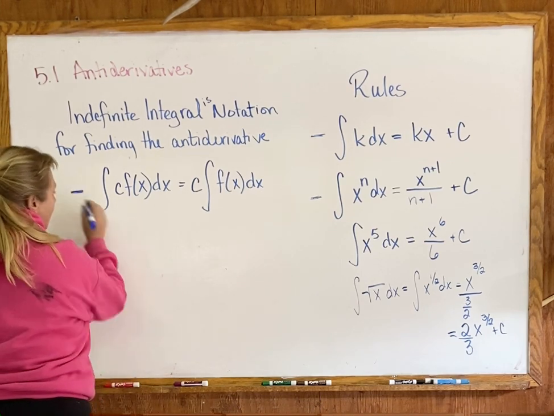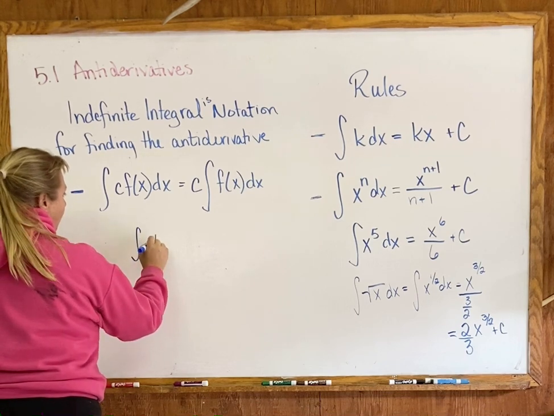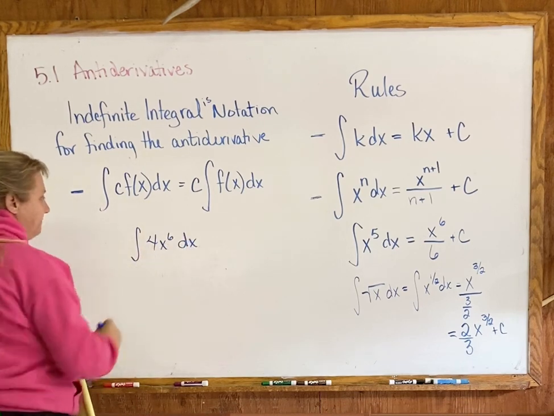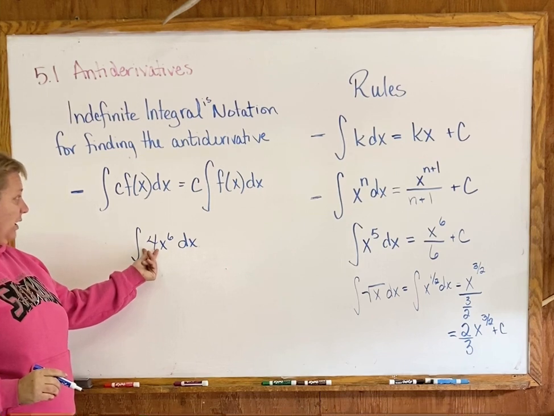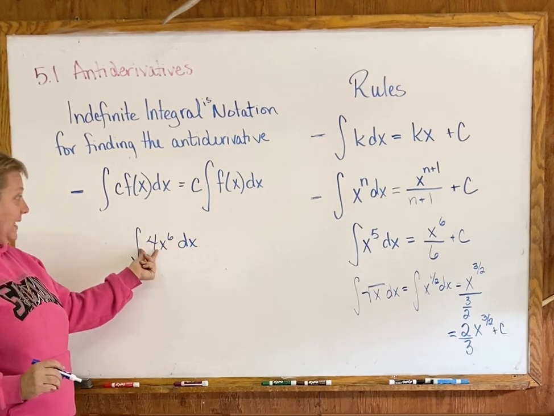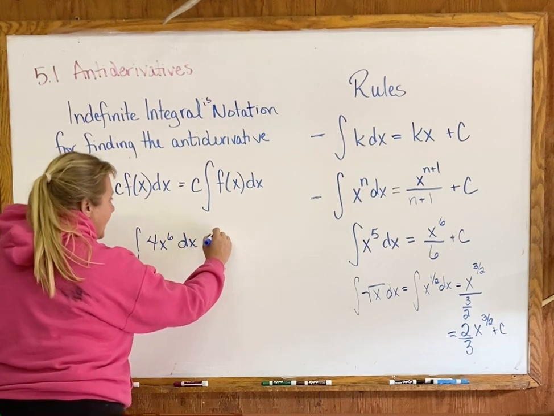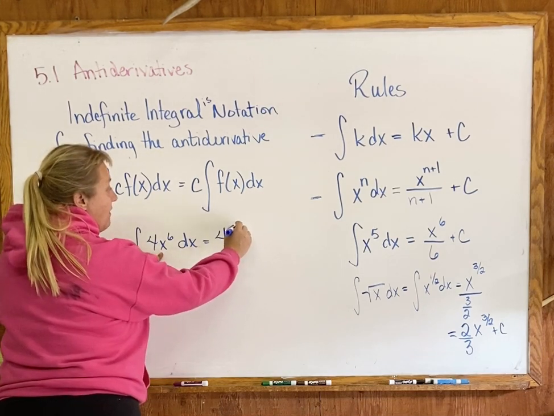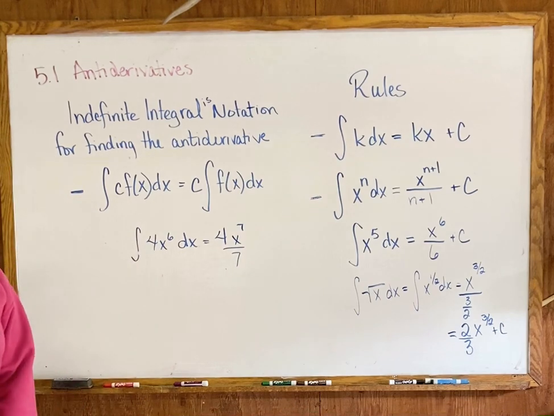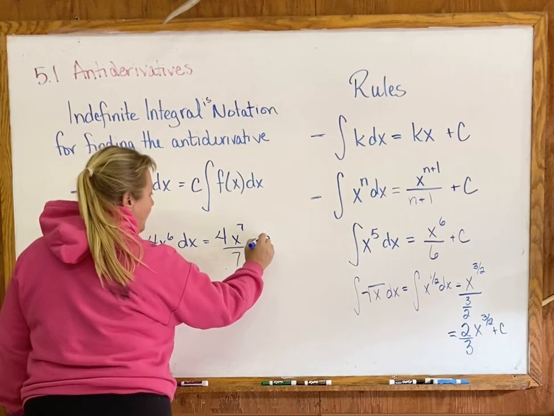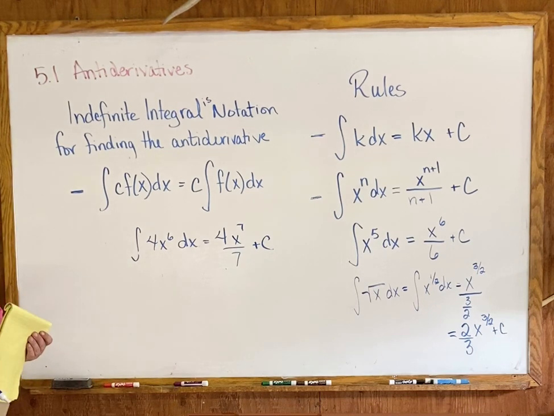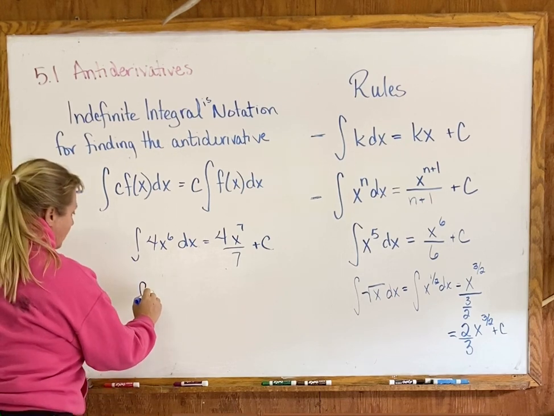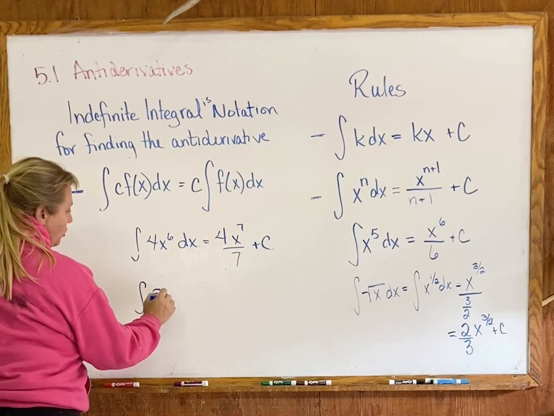So as an example on this one, let's say we had 4x to the 6 dx, okay? Now, that 4 is not really helping us at all. It's just a constant out there on the front, which means that it's just gonna come along with us as we go to take the antiderivative. Then we're gonna go x to the 7 over 7. And you see how the 4 just sits there? No big deal. Okay. And our plus c. Another example here, let's say we had, what do we have this time? The integral of 2x.